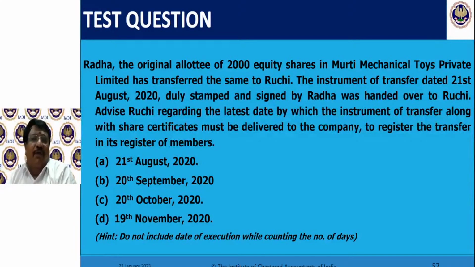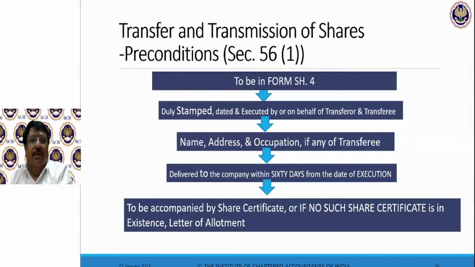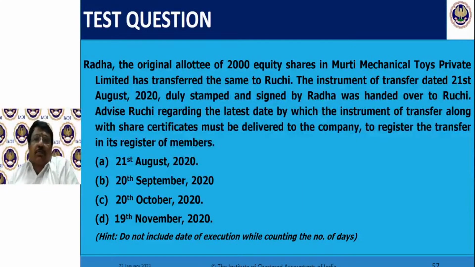You have to count the number of days, 60 days, correct? Do you remember 60 days? So, the latest day by which the instrument should come. Hint, this is what you're going to learn here: do not include the date of execution. The instrument is dated 21st, so don't include 21st. You have to start counting 60 days from the 22nd; the 21st is out.